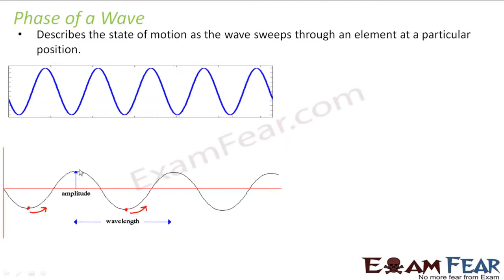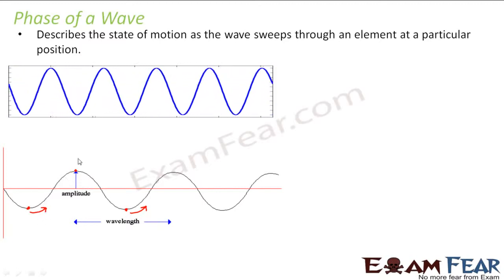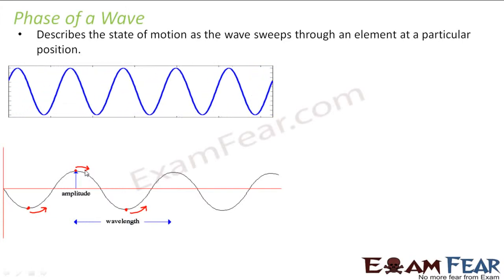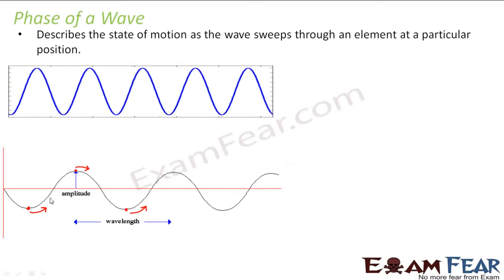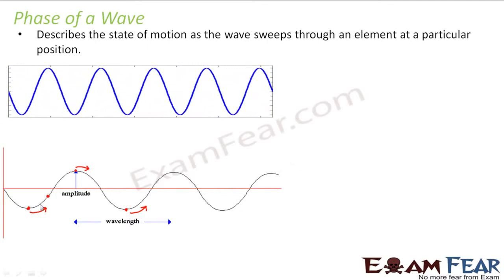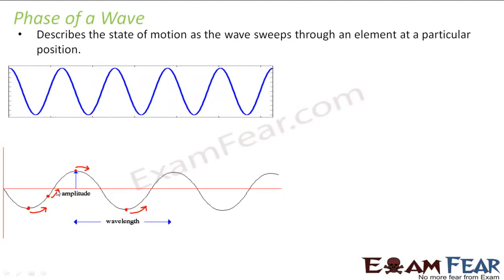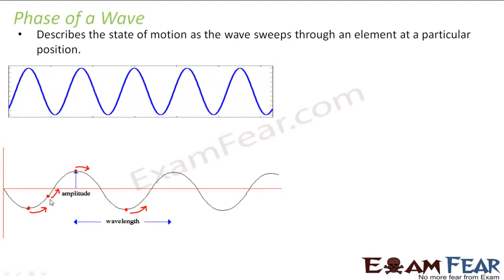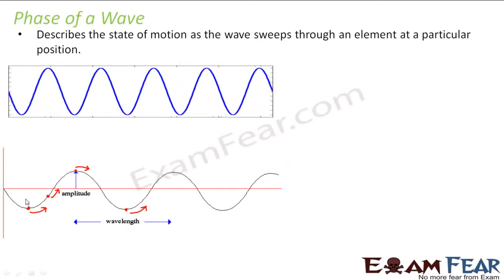But if you compare this point with this point, are they in the same state of motion? No. This point is trying to move up, whereas this point is trying to move down. So they are not in the same state of motion. So we say they are out of phase. Similarly, if you compare this point with this point, do you think they are in the same state? No. Even though both of them are trying to move up, the way this point is far away from the topmost position is different from the way this point is far away from it, right? So these 2 points are also not in phase.